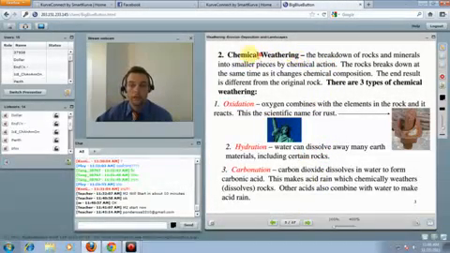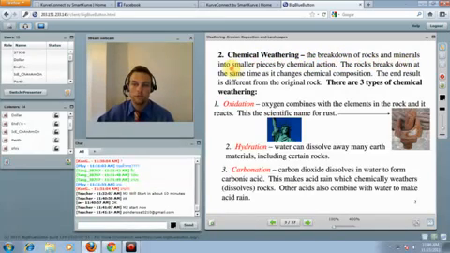Chemical weathering. So again, this maybe happens at the same time as physical weathering. Maybe it's by itself, but it's very different from physical weathering. The definition that's given is the breakdown of rocks and minerals into smaller pieces by chemical action. The rocks break down at the same time as they change chemical composition. So what you end up with is going to be much different than what you started with.